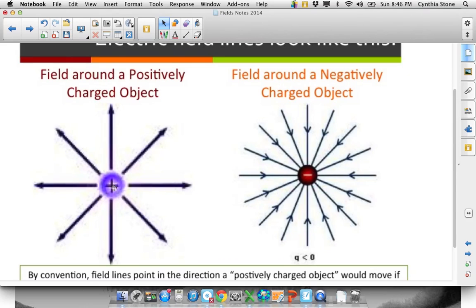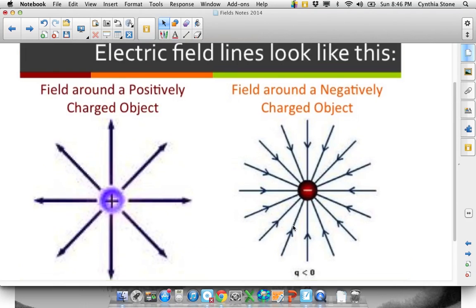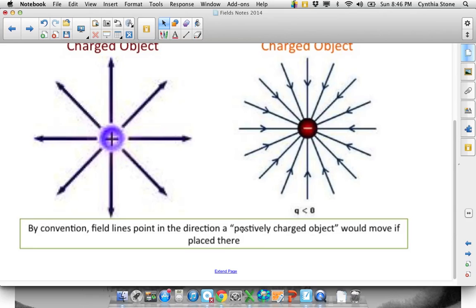Say you have a positive charged object. Well, you would draw lines radiating out like the sunshine, I guess. You would draw arrows away, because if I stuck a positive charged object anywhere around here, it would move straight away from there. Unlike a negatively charged object, it's the same idea, but the arrows point towards it. And it's really important with electric field that you keep that in mind. We always define electric fields as what a positive charge would do.